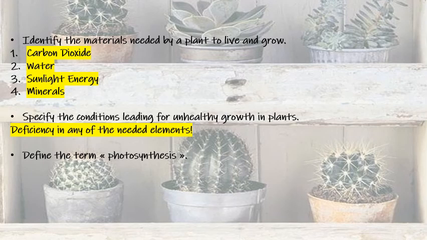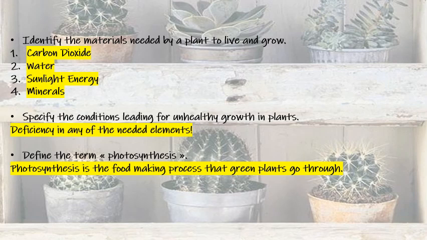Okay? What's photosynthesis? Can you tell? It's when the plant makes its own food, and we're not talking here about all plants. As you saw, some plants are parasites. They don't cook. Okay? So, photosynthesis is the food making process that green plants go through. Plants use water, carbon dioxide, and sunlight energy to go through photosynthesis. Photosynthesis happens only during the day because there is sunlight. At night, plants don't cook.